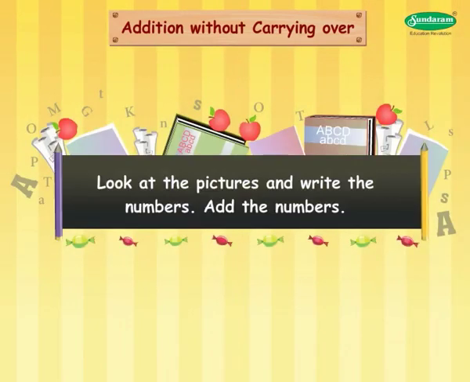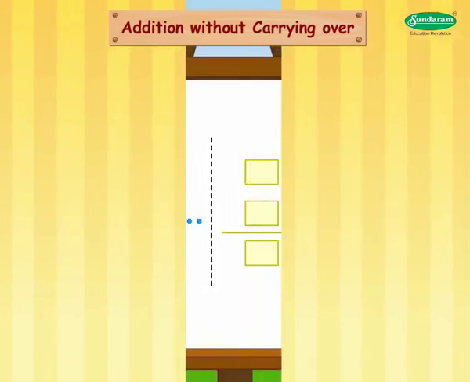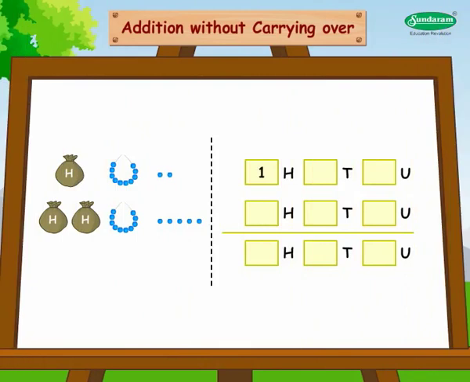Look at the pictures and write the numbers. Add the numbers. 1 hundred, 1 ten, 2 units plus 2 hundreds, 1 ten, 5 units is equal to 3 hundreds, 2 tens, 7 units.